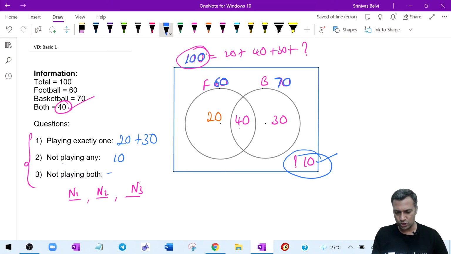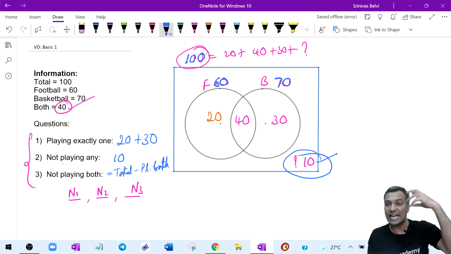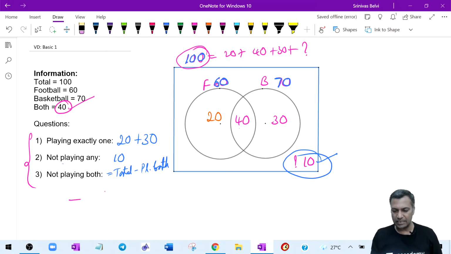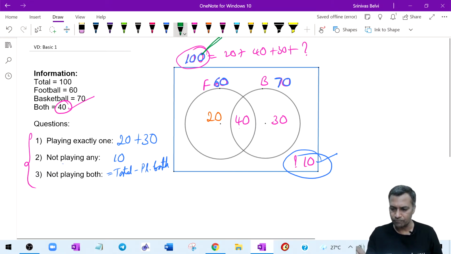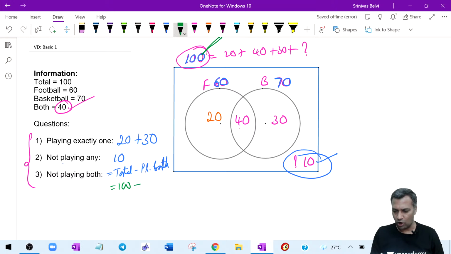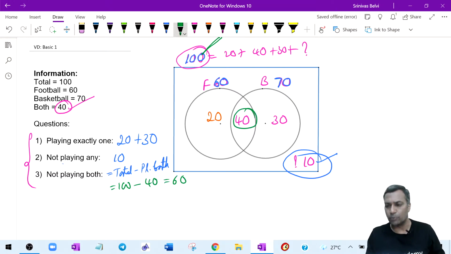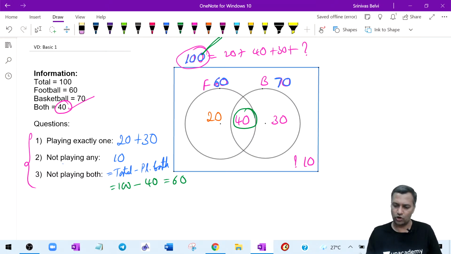Not playing both is total minus playing both. That is the meaning, language wise. Not playing both means what? Total minus playing both. What is the total? Total is 100. How many are playing both? This 40. Subtract. Rest of them are not playing both. You may ask, is this 10 also included? Yes, that will also come under the category of not playing both. Fair enough. Very, very good.